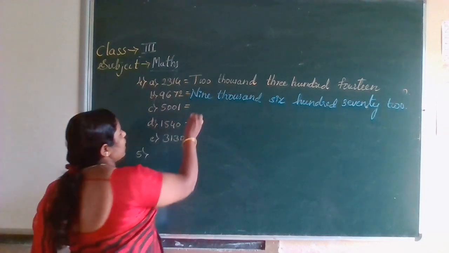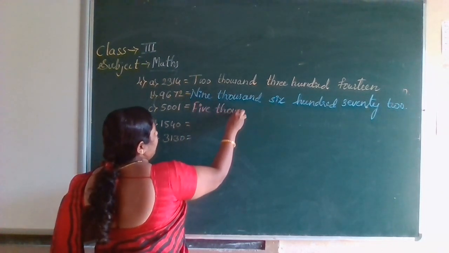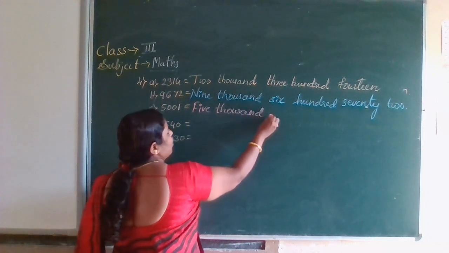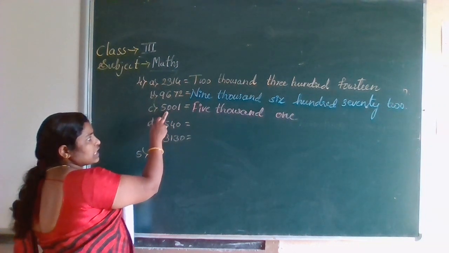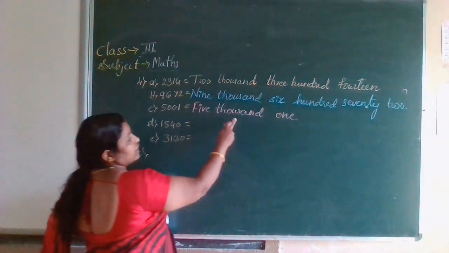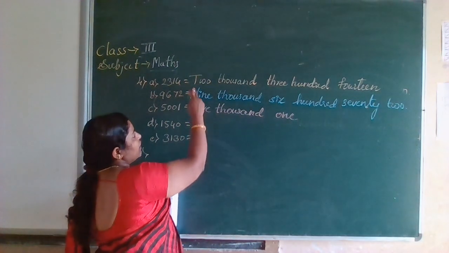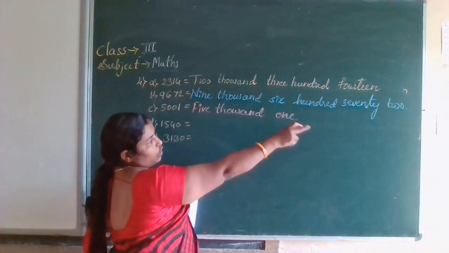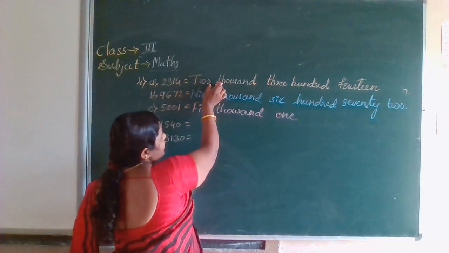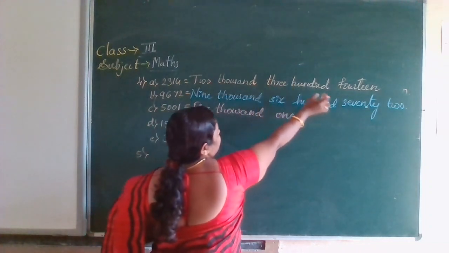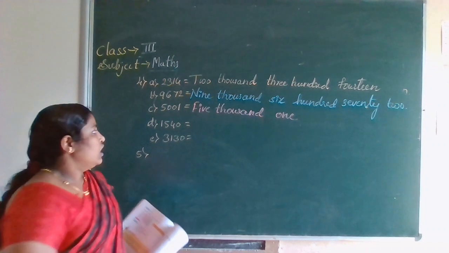9672. Next, 5000. 5001. There are no numbers in the tens place and hundreds place. So 5001. How should your handwriting be? First letter capital, and the remaining all should be small. And then there is a space between one word and another word. Then your handwriting looks nice.